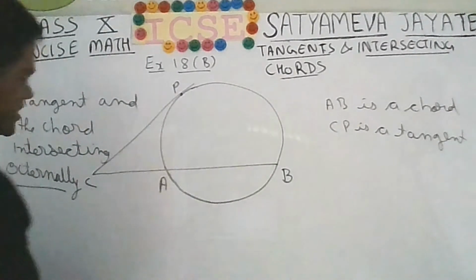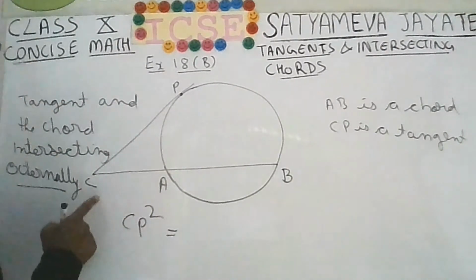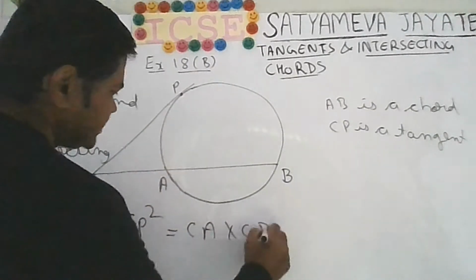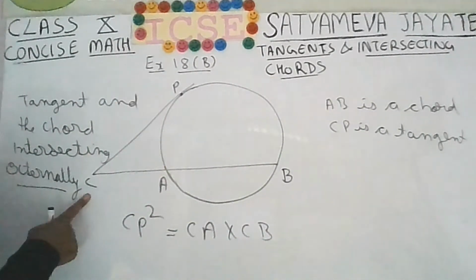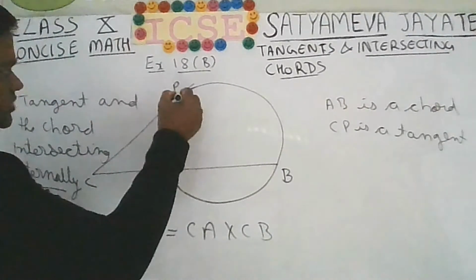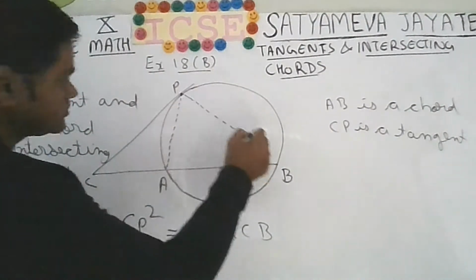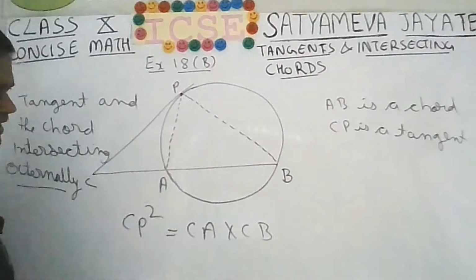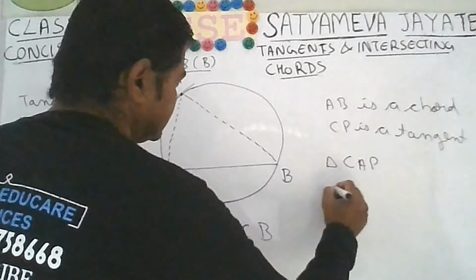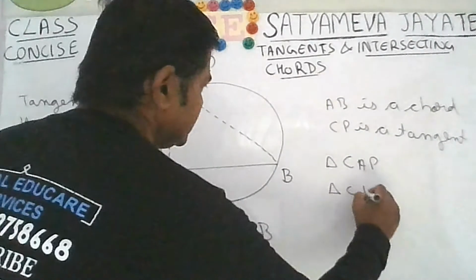Then what does the theorem say? The theorem says that CP square will be equal to CA into CB, where C is the point of intersection. The proof is straightforward. As I have said, you can join these 2 points like this. You can also join this point. Okay, now you can consider 2 triangles, triangle CAP, and the triangle CPB.